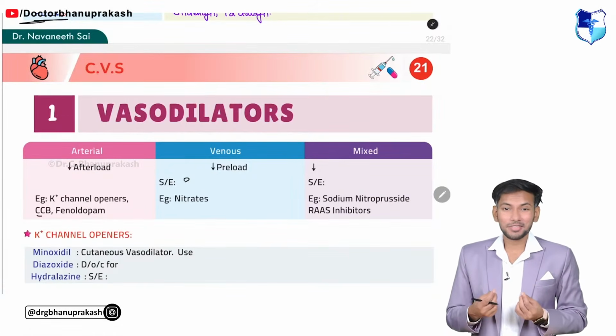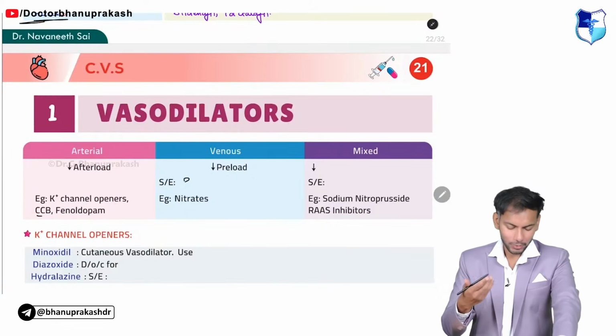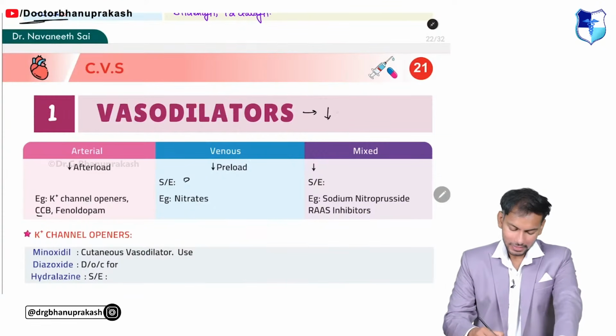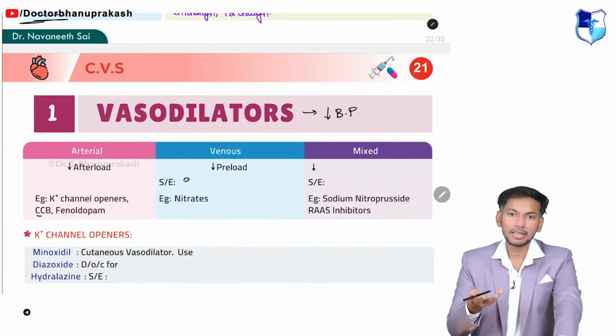Now we are going to start with the cardiovascular system. The first chapter is vasodilators. As you know, vasodilators are going to decrease the BP. I told you vasoconstriction will increase the BP, so dilators will decrease the BP.